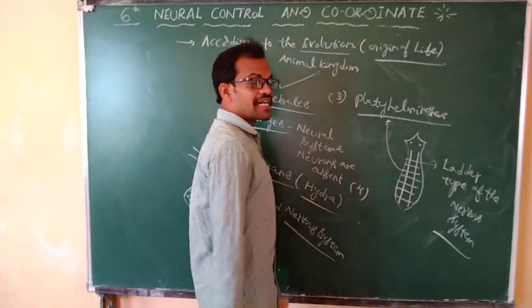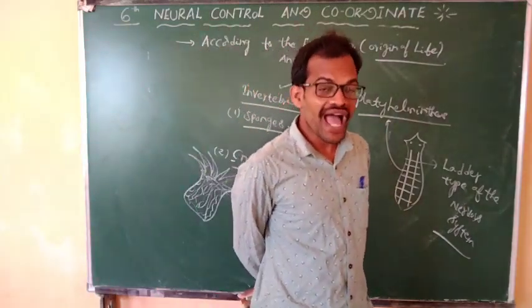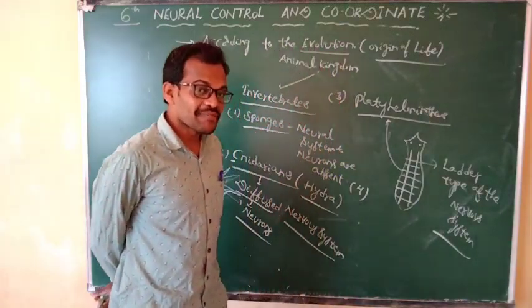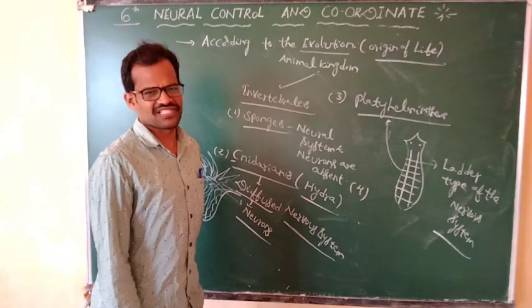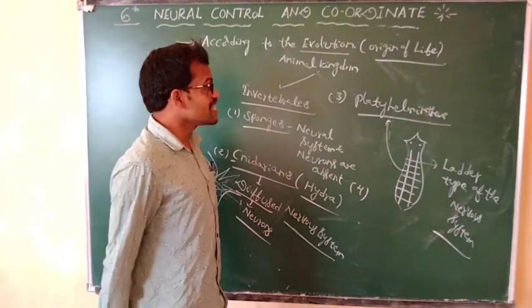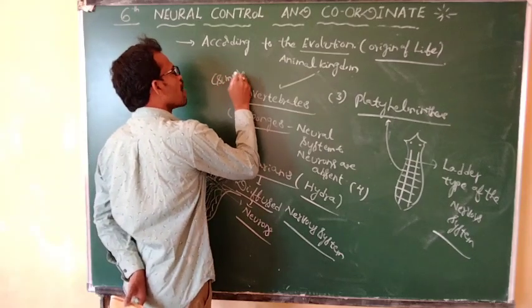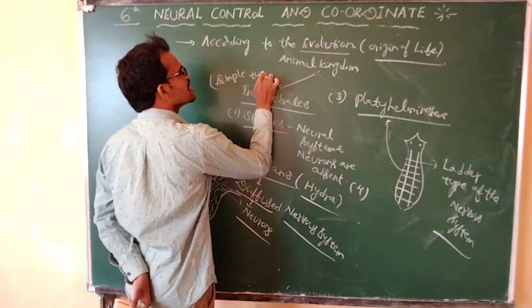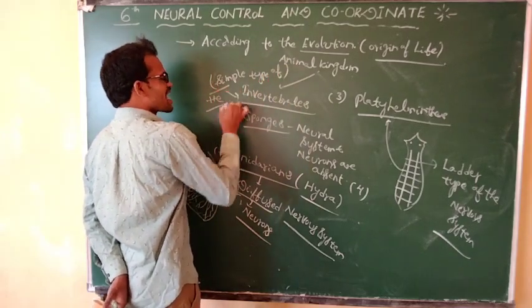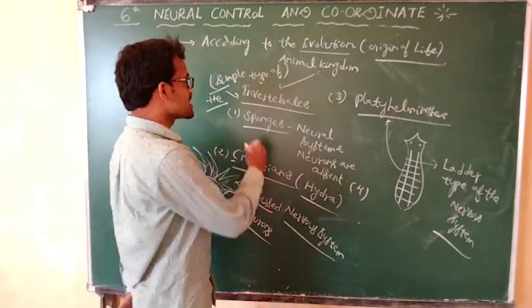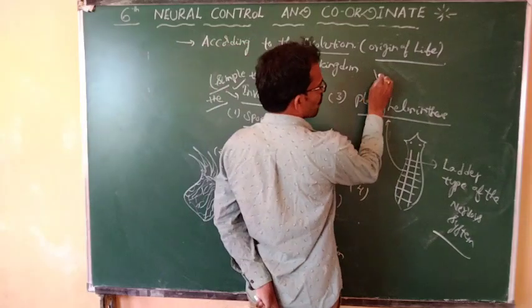After Platyhelminthes come Nematohelminthes, Arthropoda, Annelida, Mollusca, Echinodermata and Hemichordata. These also consist of a simple type of nervous system. The simple type of nervous system is present in the invertebrates.